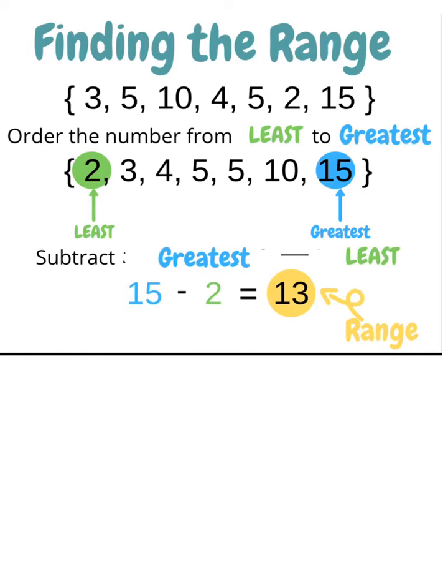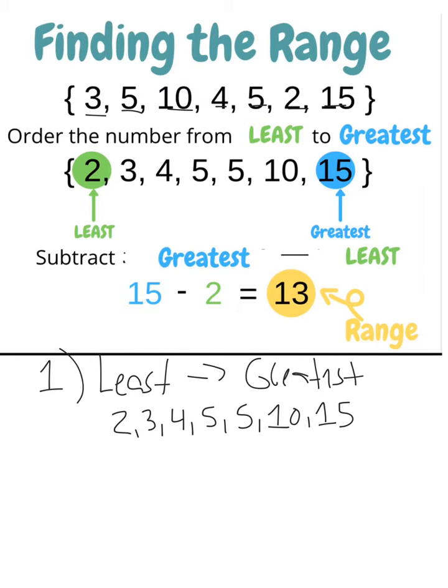So we have our data set 3, 5, 10, 4, 5, 2, and 15. Step 1 to find the range is going to be list the numbers in order from least to greatest. So when we list our numbers in order from least to greatest, we have 2, 3, 4, 5, 5, 10, and 15. And make sure that 5 is listed twice. We do have to include it twice.